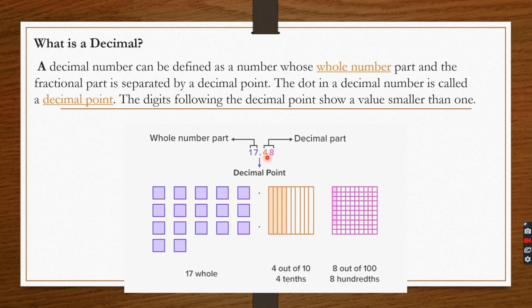Therefore, the place value of 4 is 4/10 or 4 by 10. The place value of 8 is hundredth place. Therefore, the place value is 8/100 or 8 by 100. Hundredth, not hundred. Tenth, hundredth, thousandth. These are the places in the case of decimal numbers.